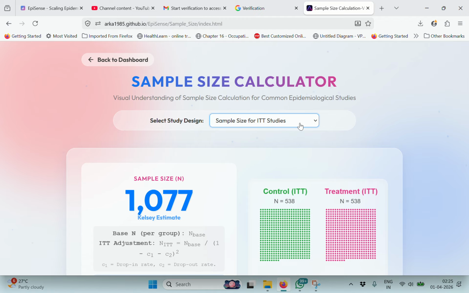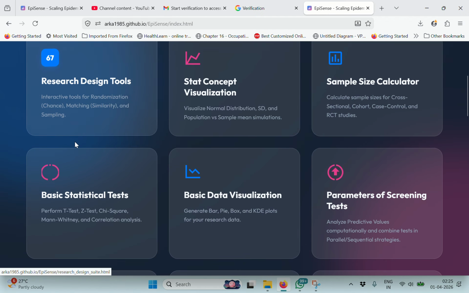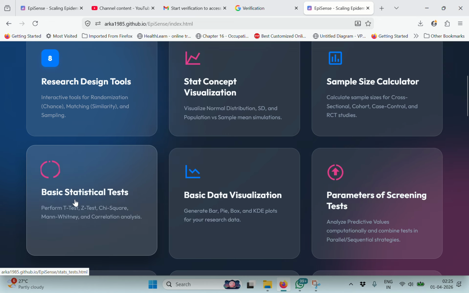So that's all for today on the sample size calculator. In the next module, we are going to discuss the basic statistical tests that can be intuitively understood using the Episense module.